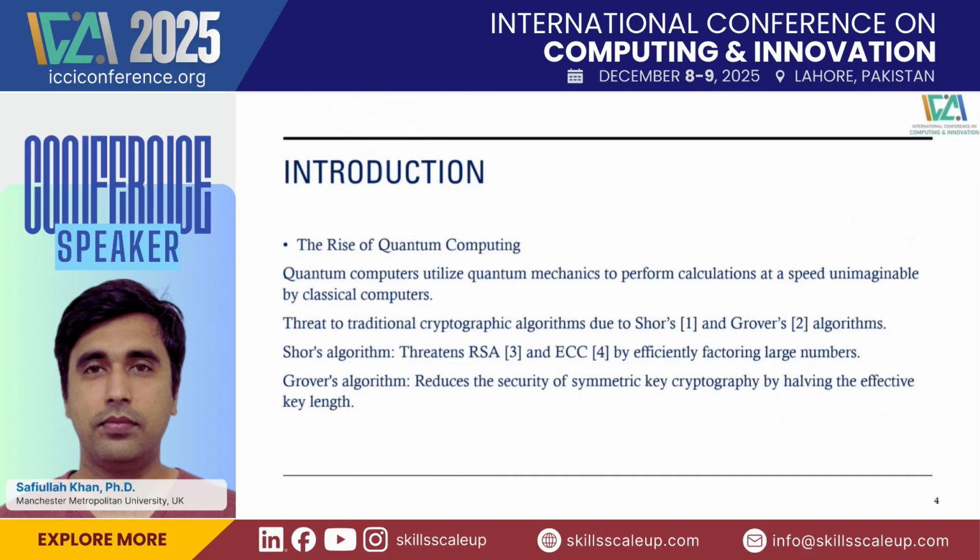Shor's algorithm basically has the capability to factorize large integers, and this is the hard problem upon which RSA relies. If you can somehow factor large integers with a quantum computer, this means that RSA will be broken. The same is true for discrete log problems as well. On the other hand, Grover's algorithm reduces the security of symmetric cryptographic algorithms by halving the effective key length. This means that once we have quantum computers, we probably need to double the key size of the keys we are using for symmetric cryptography.